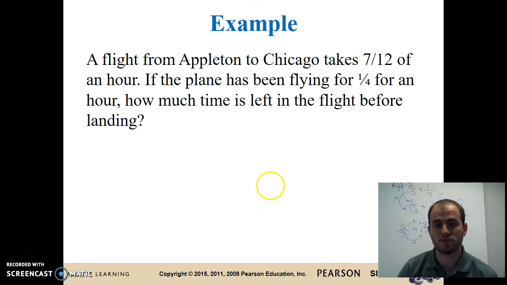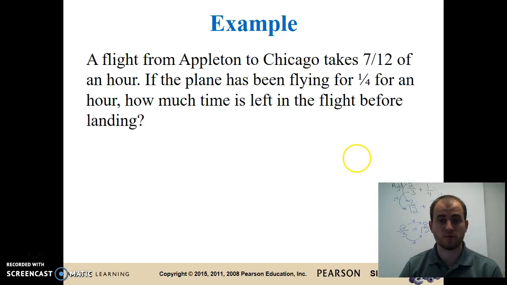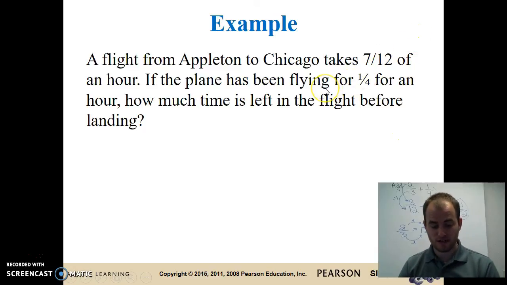Okay, so why don't you try number 4 on your handout. A flight from Appleton to Chicago takes 7/12 of an hour. If the plane has been flying for 1/4 of an hour, how much time is left before landing? So try that one. So you have 4 problems to do for class for section 4.5. All right, so we'll see you in class. Let me know if you have any questions on these, and you can start your homework if you want.